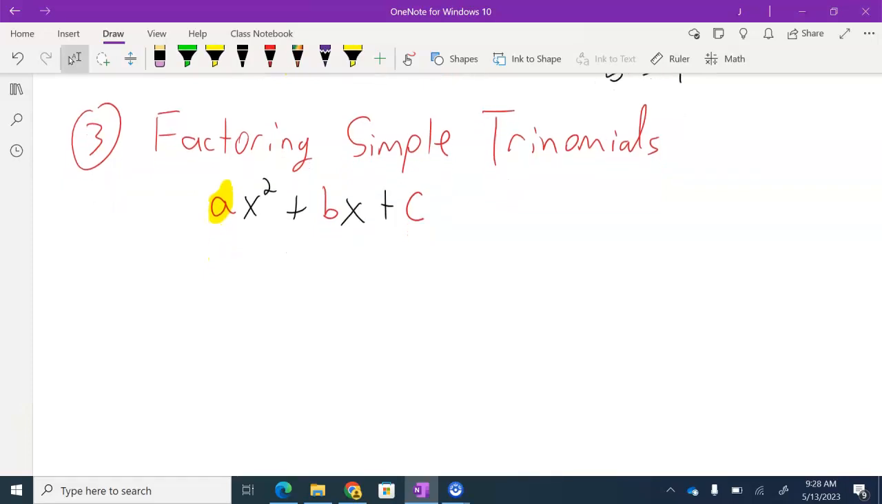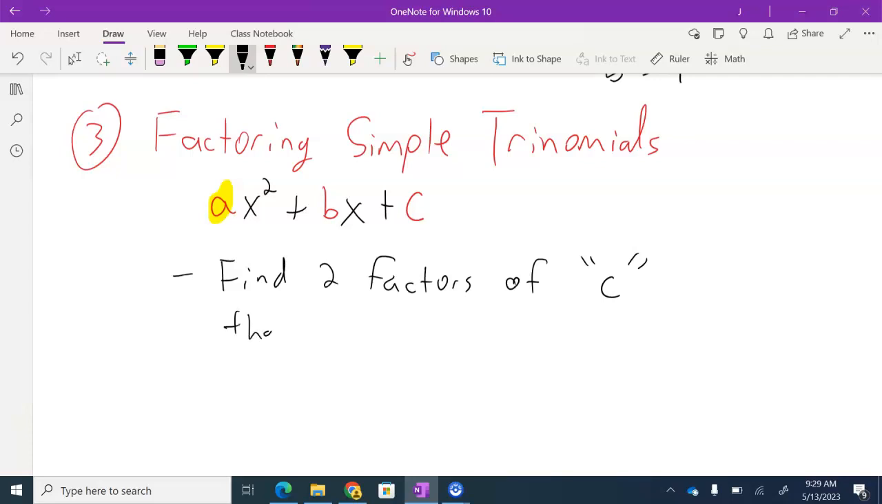And what you're trying to do is find two factors of c, in other words, the number at the end, that will also, meaning it has to be the same two factors, add to b. It has to add to the middle number.